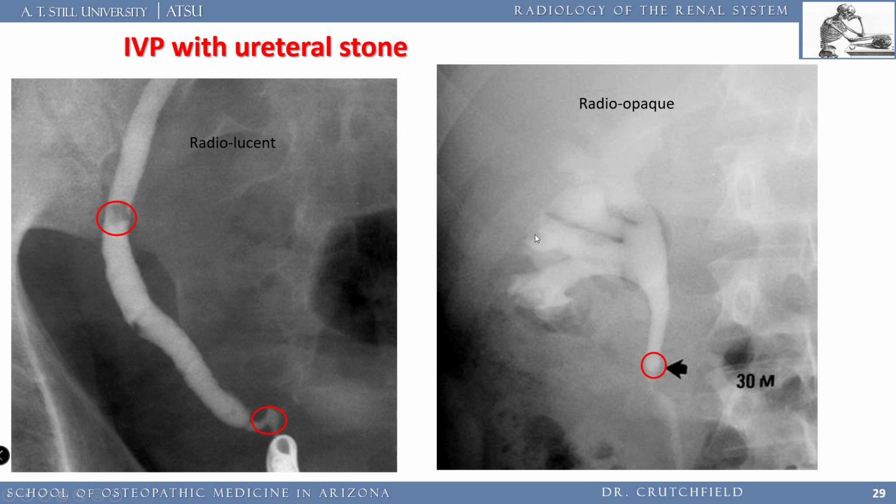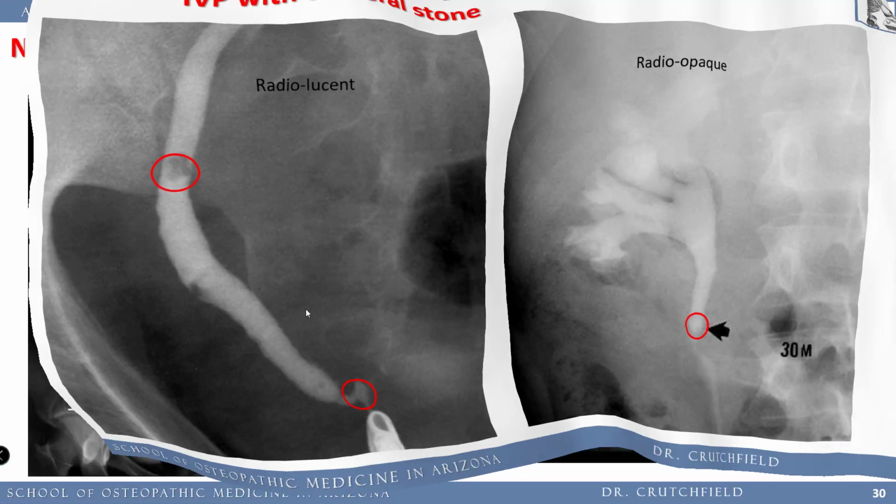This is not a normal looking collecting system. This is big and fat and giant. Something's blocking that kidney from being able to let its urine go down to the bladder. So over here, IVP, the stone shows up as an absence of contrast. It's called radiolucent. Okay, so let's take another look.